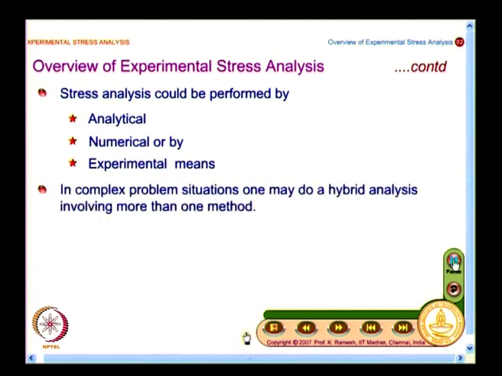In a very complex problem situation, one technique may not be sufficient. You may have to use a combination of analytical and numerical, or numerical and experimental, and that analysis is known as hybrid analysis. And what we are going to do now is, we will see one by one which class of problems analytical methods suit and why you do them, what the advantage of a numerical technique is, and when you go to experiment, in which class of problems experimental methods are ideally suitable. That is what we will see now.